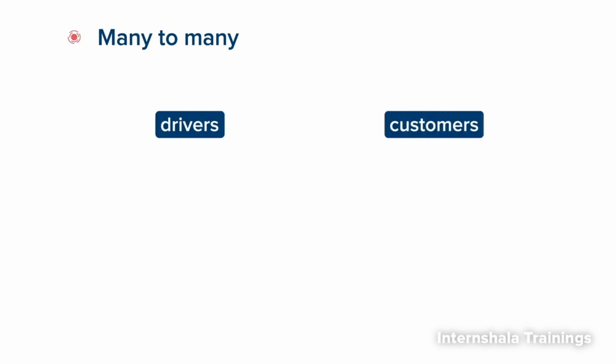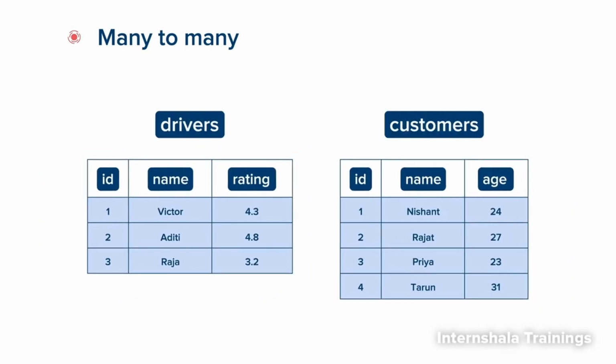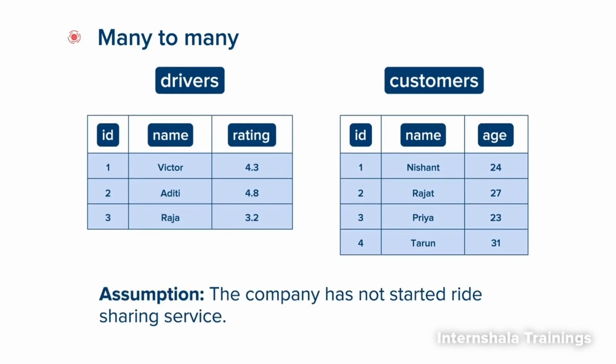Lastly, we have many-to-many relationships. To understand this, let us take another example of a cab rental service company. Here, we have two tables, drivers and customers, that store information of the drivers and the customers and the rides they have taken. We can have more attributes for these tables, but for simplicity, we have only considered these attributes. Also, let us assume that for now the company has not started ride-sharing service.